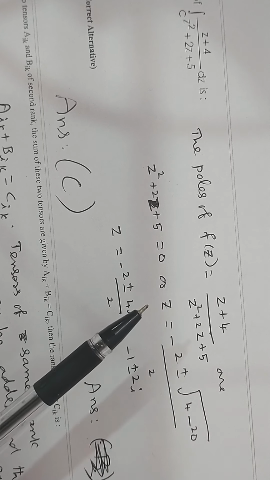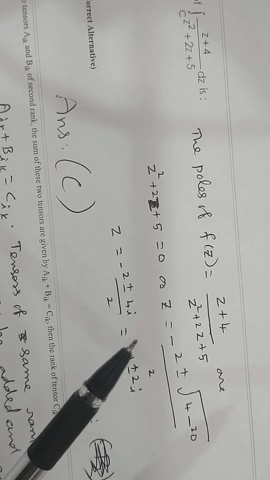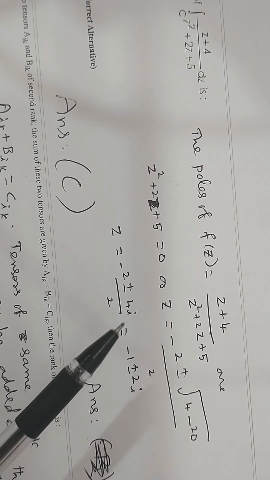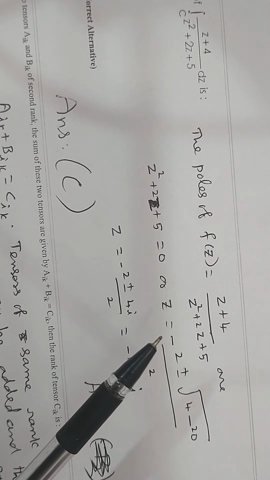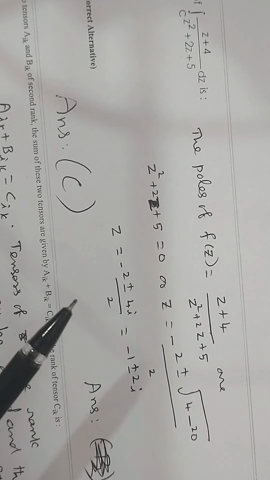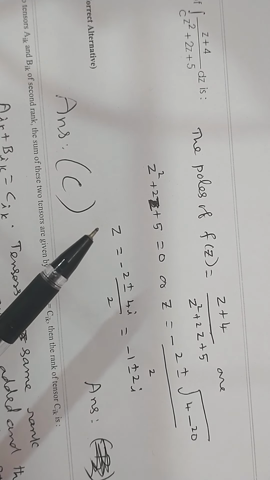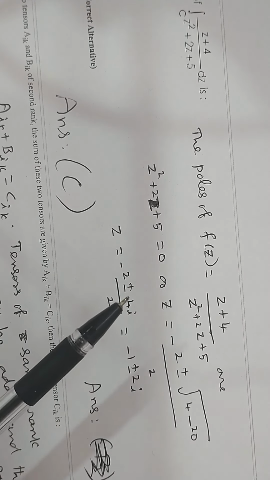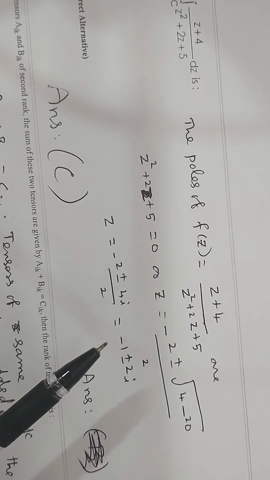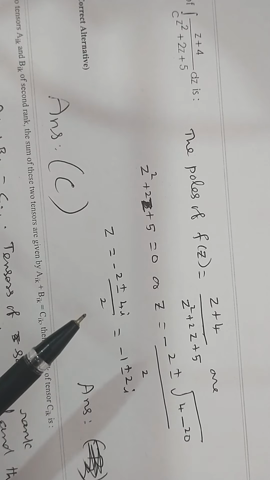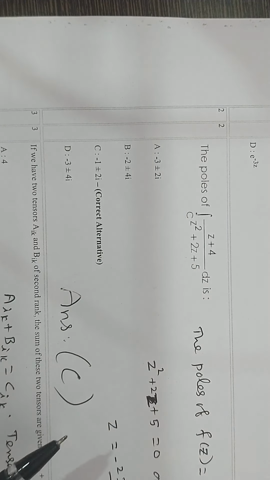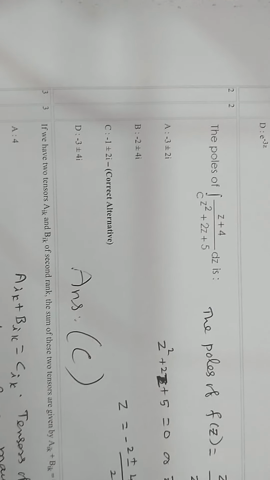for z. So z is equal to, by using the standard formula, minus b plus or minus the square root of b^2 minus 4ac, by 2a. This is the standard form of the solution for the quadratic equation. So z is equal to minus 2 plus or minus 4i by 2, which is equal to minus 1 plus or minus 2i. So option C, minus 1 plus or minus 2i, is the correct answer.